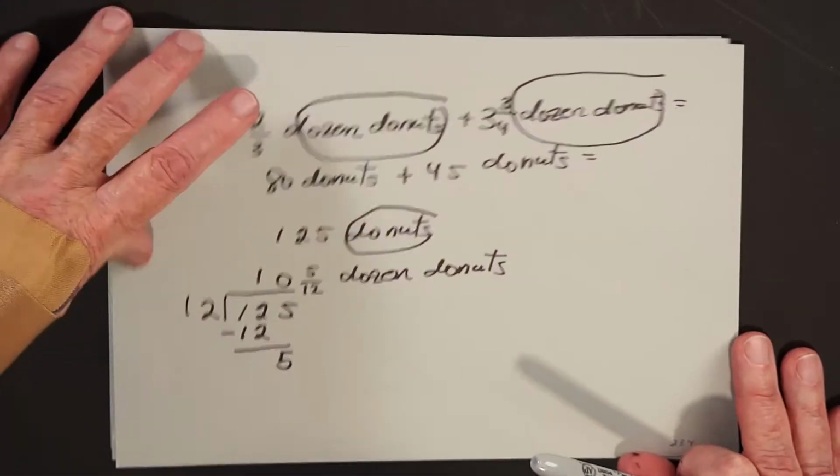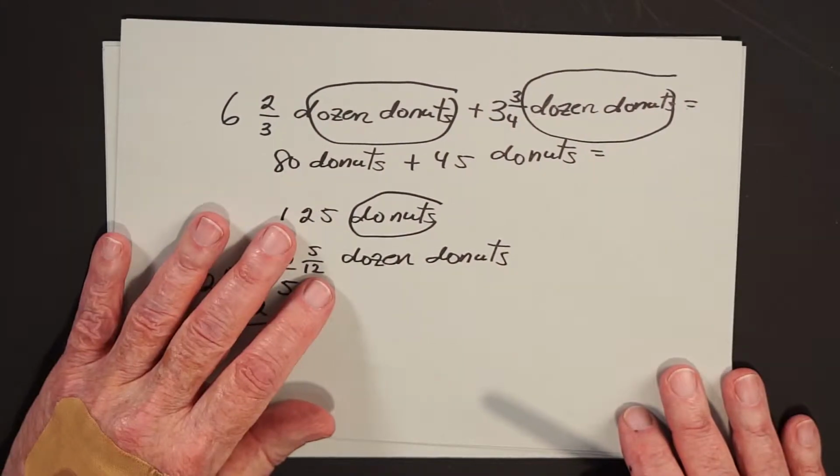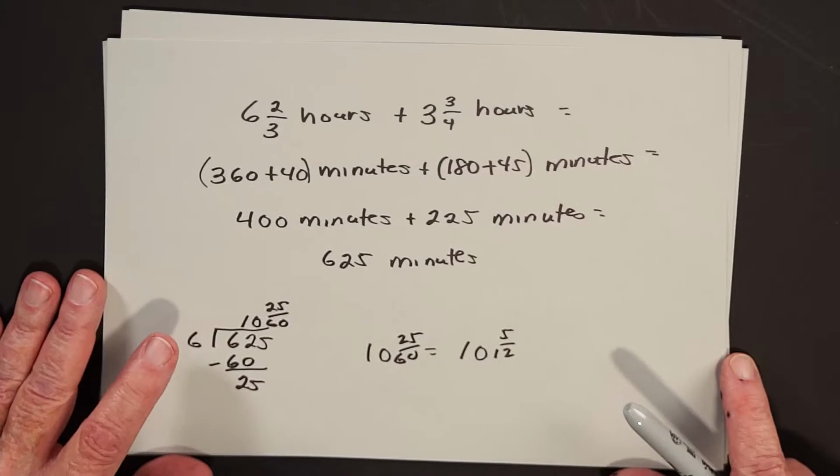And you said, yeah, but what if something wasn't divisible by 12? It doesn't matter. Pick as many pieces as you want. I'll give you another example.